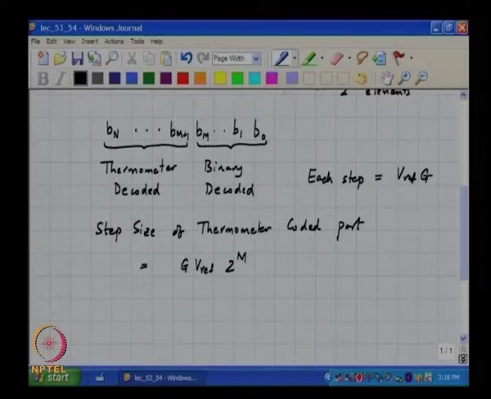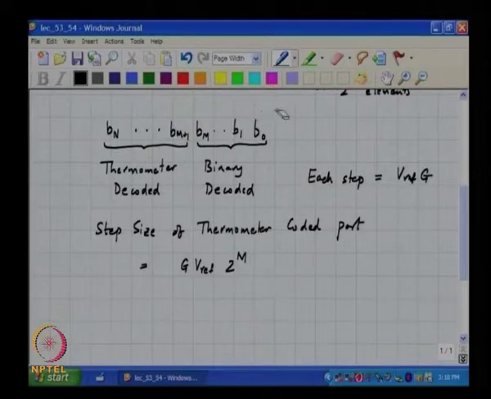See, this will be LSB times 1, this will be LSB times 2, this will be LSB raised to 2 to the m minus 1, right, which means that the LSB of the most significant portion of the digital word will be 2 to the m. Does it make sense? All right.